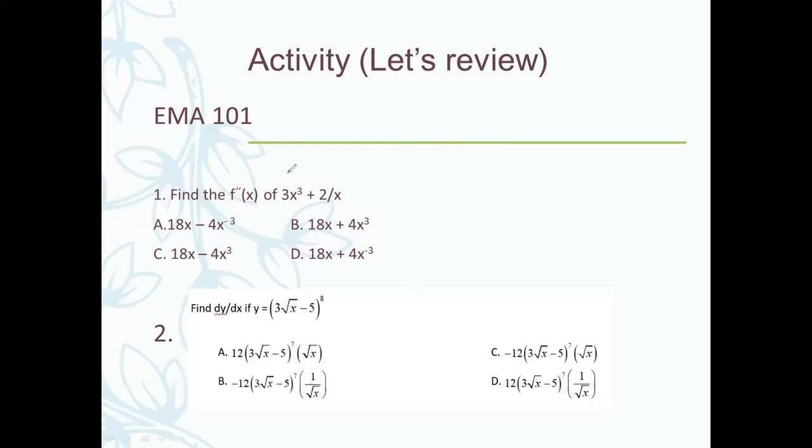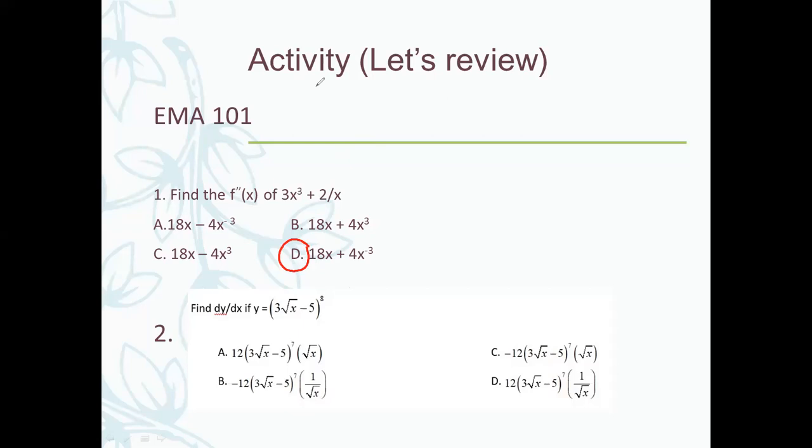Number one is very easy. Even number two is very easy. These are just differentiation. Anyone? Excuse me, miss. Yes. For number one, the answer is D, miss. Okay, the answer is D, correct. So number one is D. Thank you for that. What about number two?